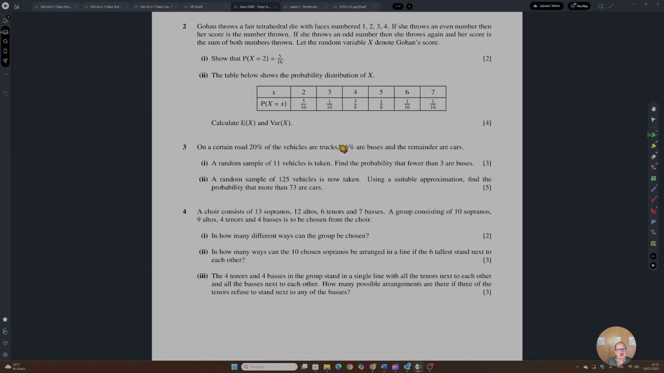It says, on a certain road, 20% of the vehicles are trucks, 16% are buses, and the remainder are cars. A random sample of 11 vehicles is taken. Find the probability that fewer than 3 are buses.